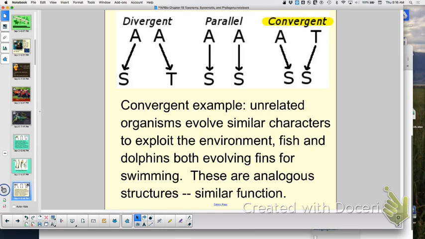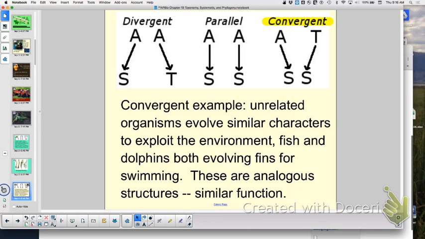It doesn't mean you have a common ancestor, and these are known as analogous structures. All right? So these are examples of analogous structures. So you're just exploiting your environment in the same way. Okay? Back to the oldest biobuddy. Why don't you talk about parallel evolution?